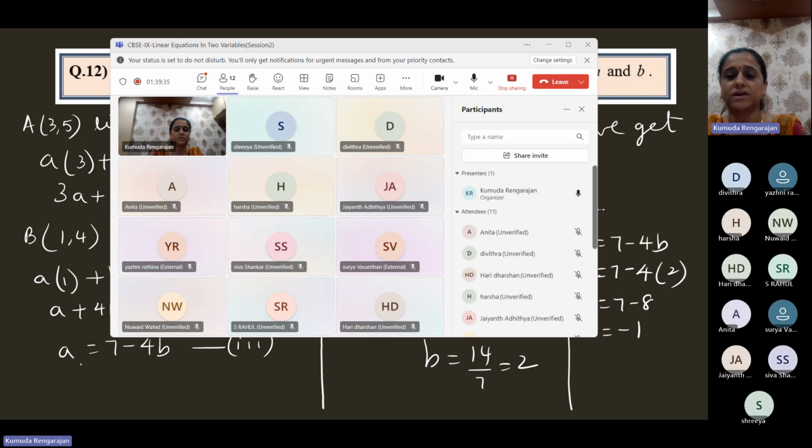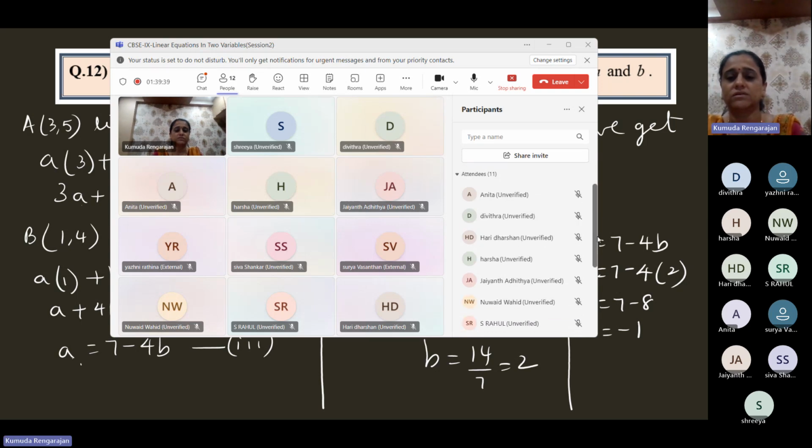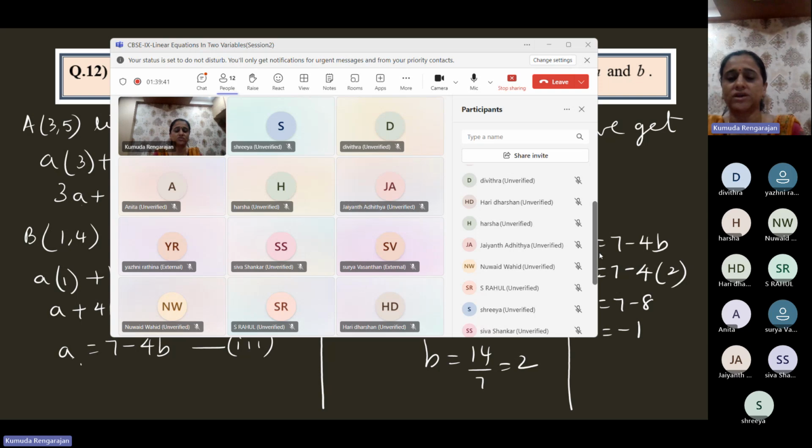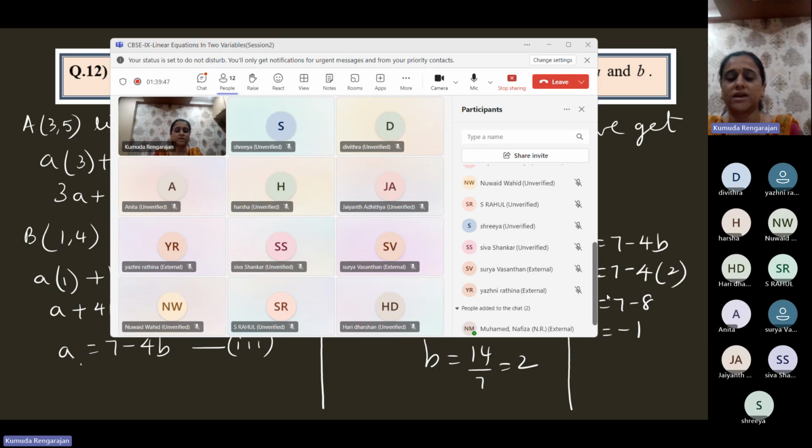So now in the meeting, I can see Anita, Divitra, Haridarshan, Harsha, Jayant Aditya, Nuved Wahid, Rahul, Shriya, Shivashankar, Surya and Yarni.